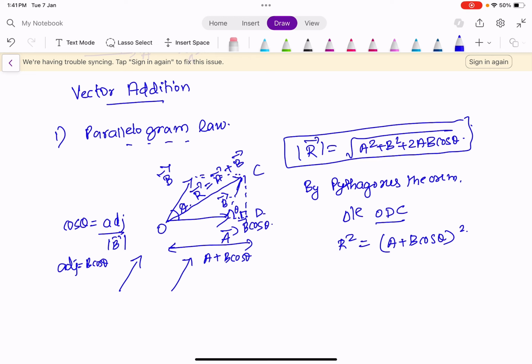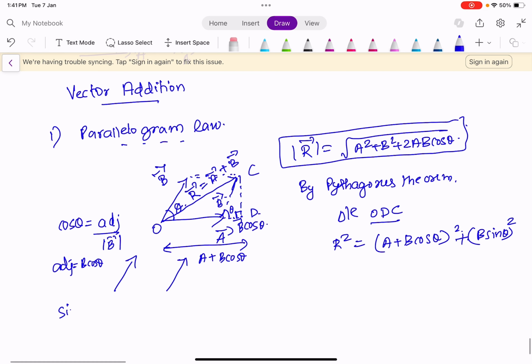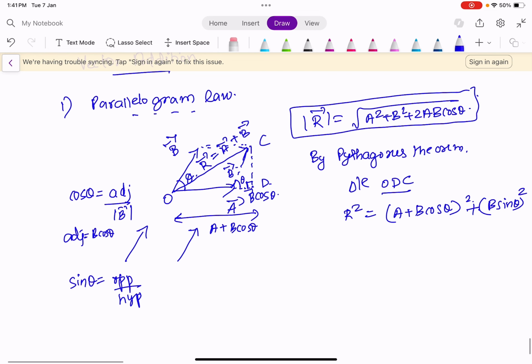A plus b cos theta whole square plus this side is how much? B cos theta. So this is b sin theta whole square. How? Because sin theta is opposite side by hypotenuse. So opposite side by hypotenuse means we will get b into sin theta. When we resolve the vector, if b is inclined theta with respect to the horizontal, then the adjacent component will be b cos theta and the opposite is b sin theta. Like that we can resolve.